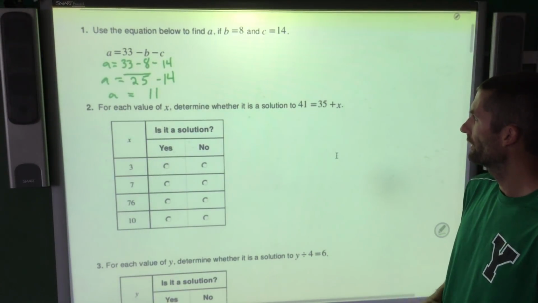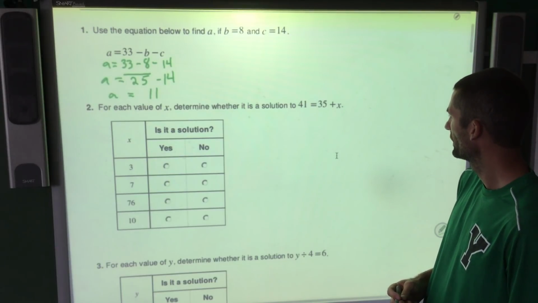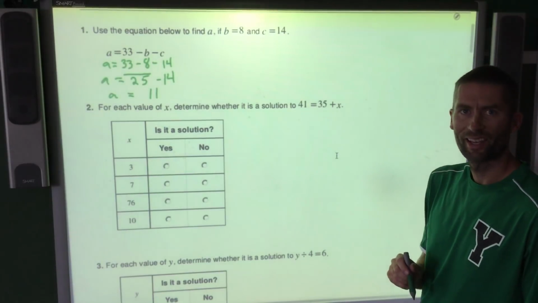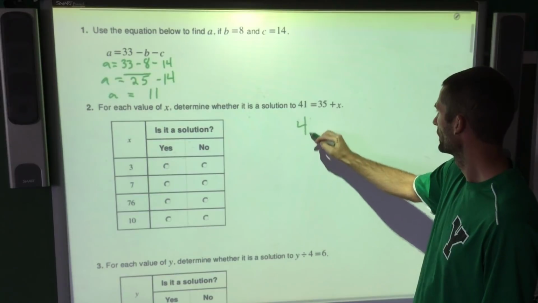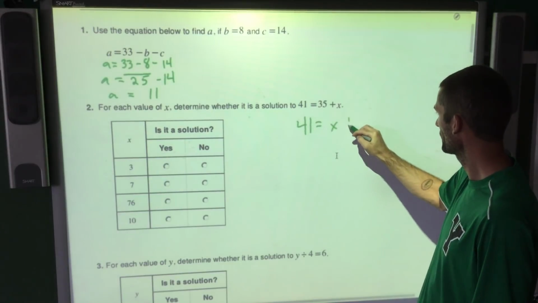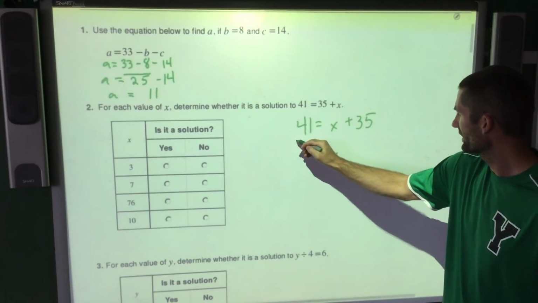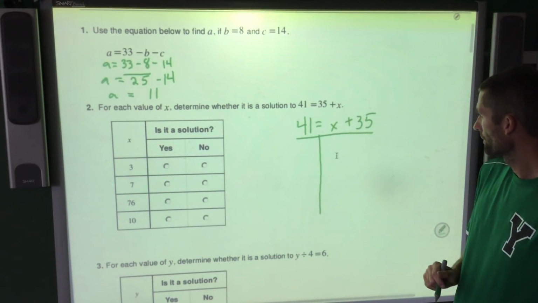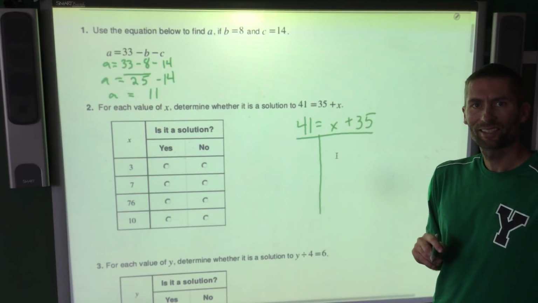For each value of x, determine whether it is a solution for 41 equals 35 plus x. Okay, we know we can switch the order here. We know that 41 equals x plus 35. And let's do what we talked about in class. So we're putting this on a balance, like our hands-on equation stuff. Now, I want to isolate the variable. I want to isolate x.